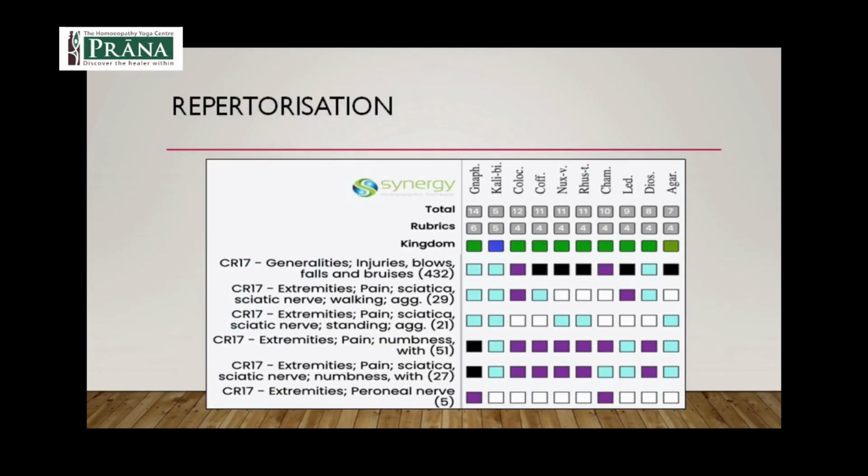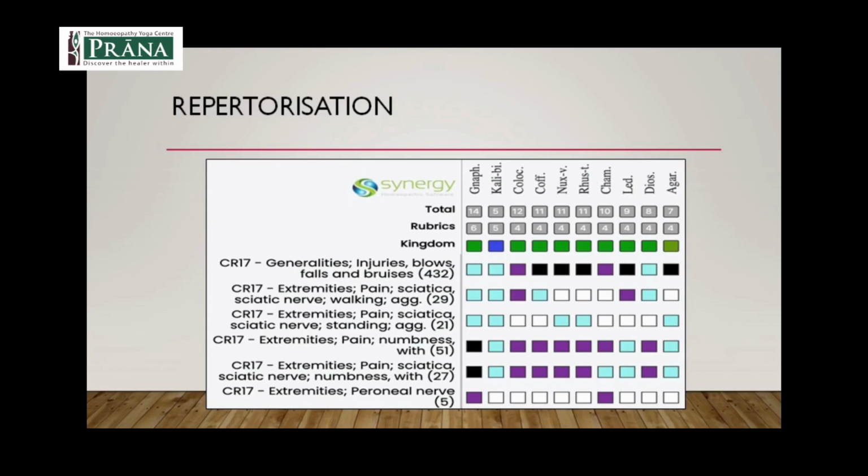On repertorization, I took the same rubrics I showed in the analysis: ailments from injury, then extremities, pain with numbness, which I thought was a very important symptom. Then sciatic pain aggravated by walking, aggravated by standing, then sciatic nerve pain with numbness. And last, I took peroneal nerve as the organ affinity.